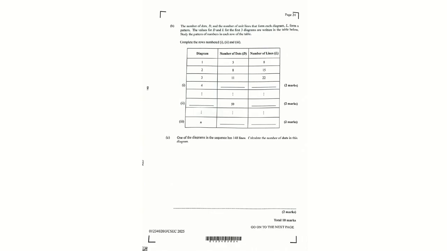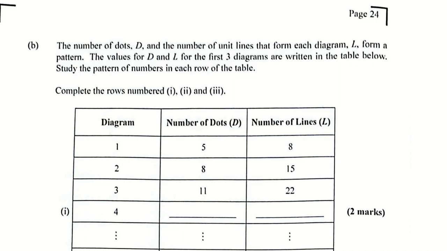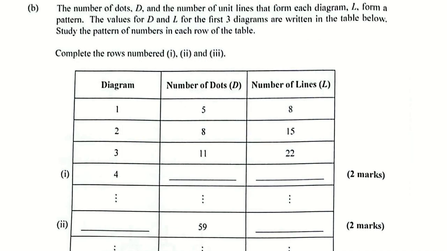Now, that was the first part, to draw the diagram. Your second part, as I said, is usually to fill out a table, which we see here. The number of dots D and the number of unit lines L that form each diagram form a pattern. The values of D and L for the first three diagrams are written in the table below. Study the pattern. So the diagram number, we have the number of dots and the number of lines, right?